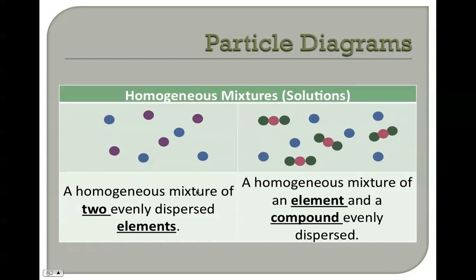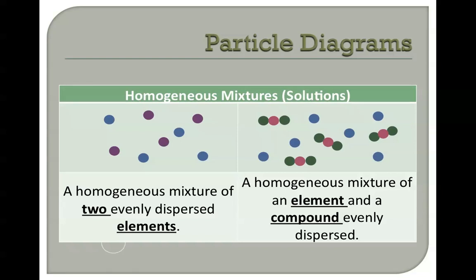Here we get into mixtures, and you'll see that within each mixture there's going to be two or more distinct types of particles. Here we have solutions, so they're going to be spread out evenly, or dispersed evenly. On the left, this is an example of two elements in a homogeneous mixture, and on the right we have an example of an element and then a compound. So the blue dots here represent the element, and then the set of three dots, two of the same and one different one, is going to be representing the compound.